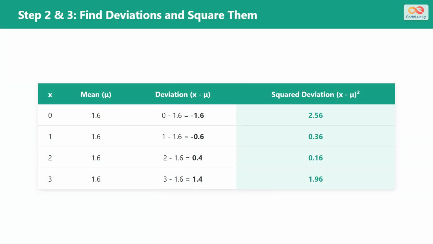Now for steps 2 and 3, we need to see how far each outcome is from that mean of 1.6. For 0, the distance is negative 1.6, but we don't want negatives canceling out positives, so we square each distance. Negative 1.6 squared is 2.56. We do this for every row.